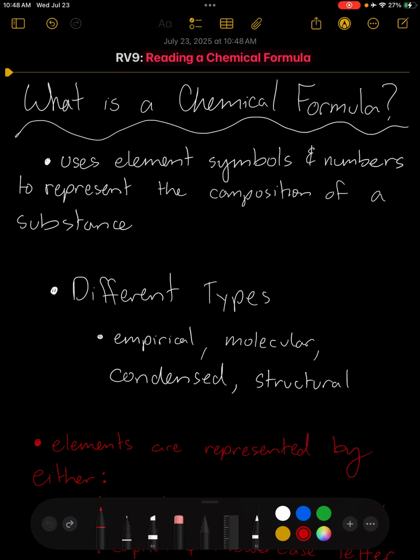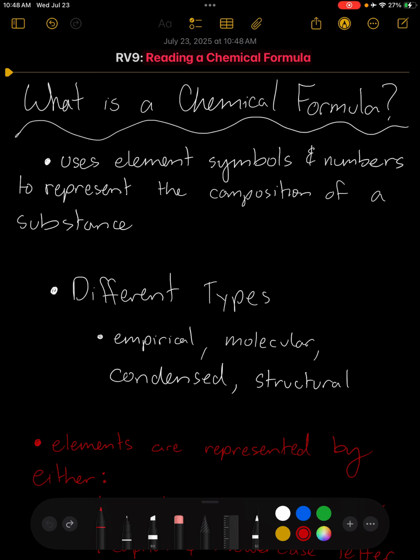All right, this is going to be review video number 9, reading a chemical formula. So just to start out, I want to define what a chemical formula is. It's basically an abridged version of a chemical name, and it uses element symbols and numbers to represent the composition of any particular substance. There are different types of chemical formulas that you might run into, and I'll show you a couple of variations towards the end of this video.